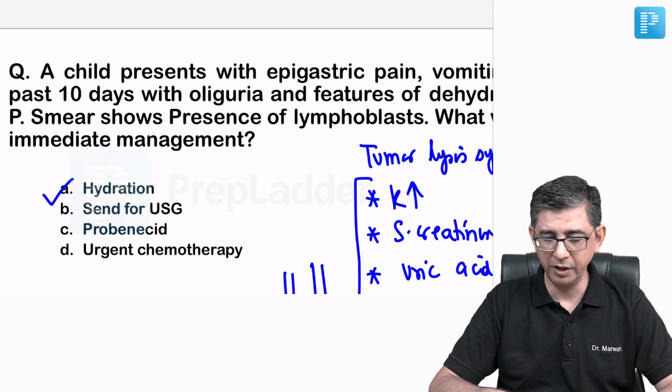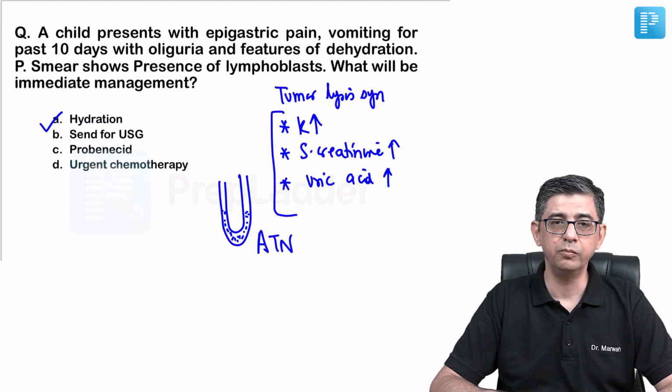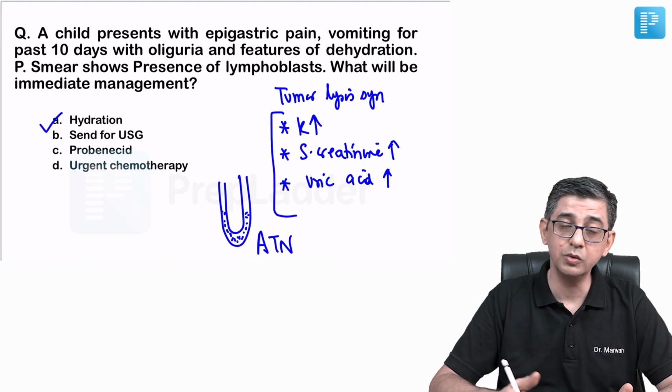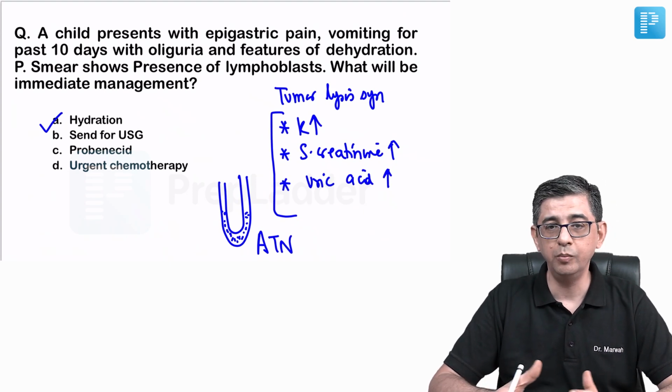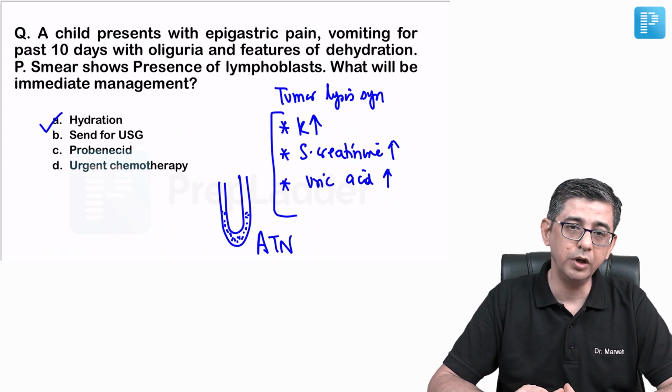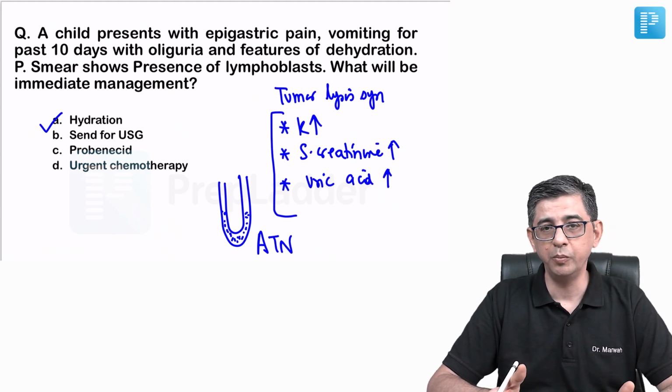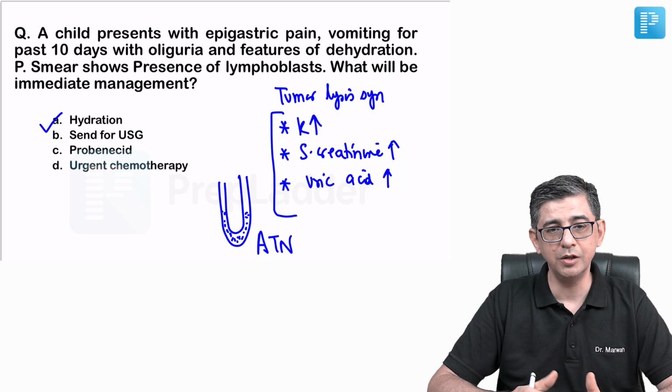Other options were like sent for ultrasound. So probably, I do want to pick up organomegaly, because this could be associated with any blood cancer, as it could be seen with acute leukemia. So the doctor wants to pick up organomegaly, but that ultrasound can wait.